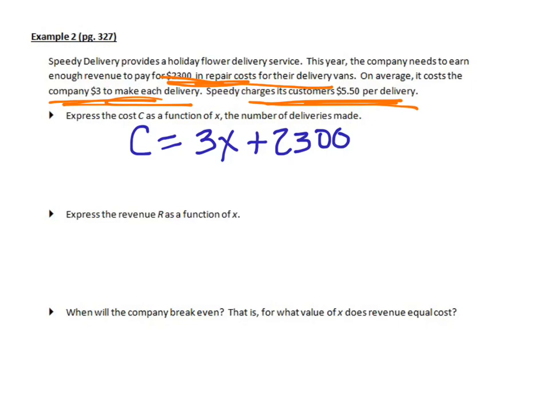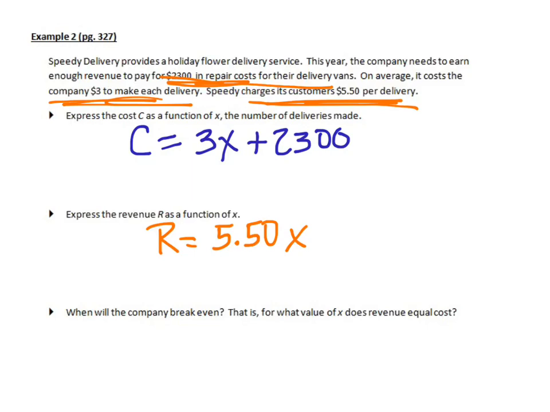Express the revenue as a function of x. So revenue is how much money is earned per delivery, which is $5.50. And we multiply that by the number of deliveries to find the total revenue made for all of the deliveries.